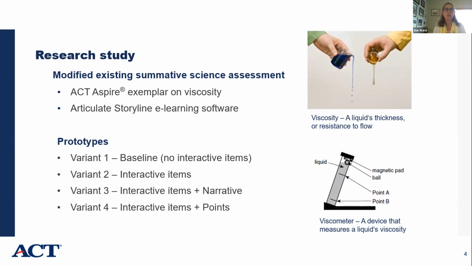To find out, we conducted a research study to learn the effects of interactivity and game elements on engagement and performance. We began by modifying an ACT Aspire exemplar on the topic of viscosity, developed for upper middle to early high school students. We rebuilt the assessment as a 16-question activity, and we created 4 variants. The first is a traditional multiple choice assessment, which we call the baseline or control. The second with interactive items. The third with the same interactive items and narrative components. And the fourth with the same interactive items and a point system.